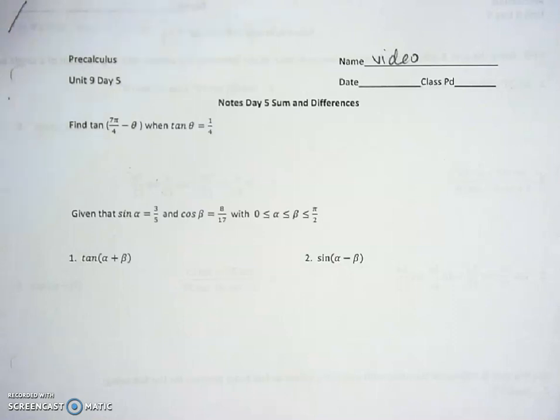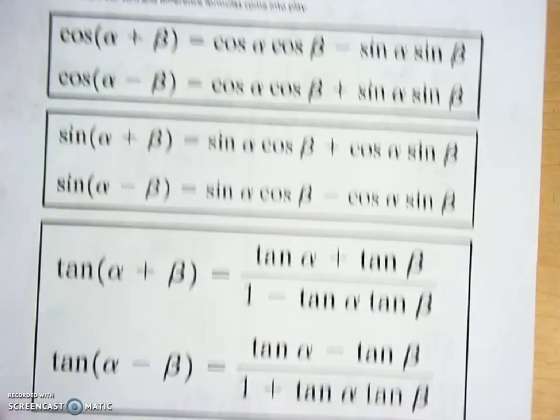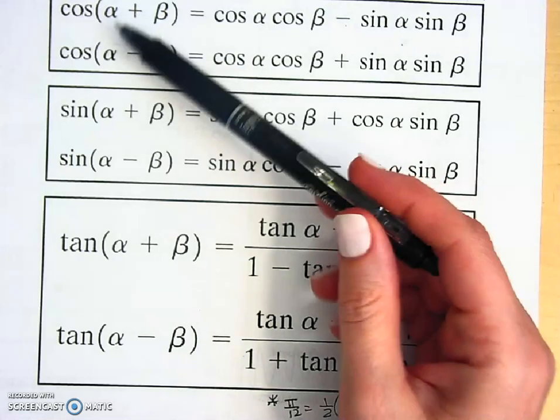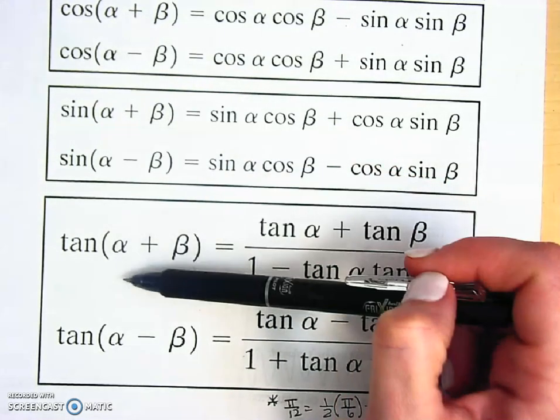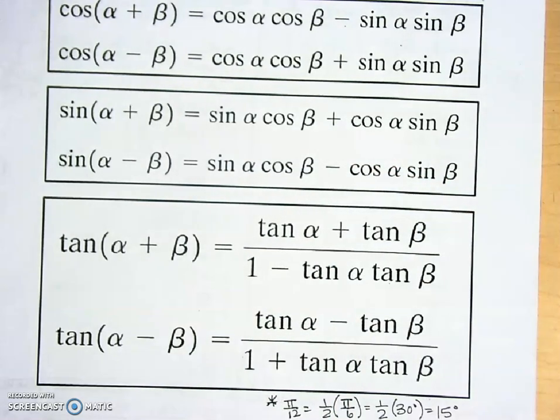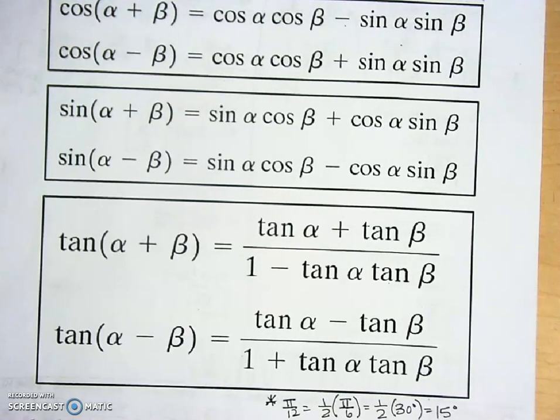All right, in the last lesson, we talked about how we have these formulas, the sum and difference formulas for cosine, sine, and tangent, that help us figure out cosine, sine, tangent values for angles that aren't on the unit circle, but that we also don't have Pythagorean or triangle information for.